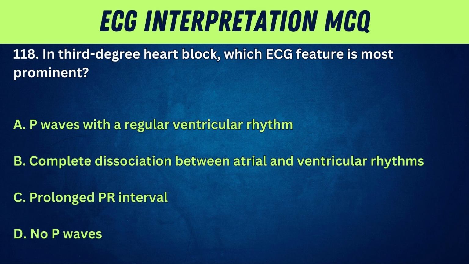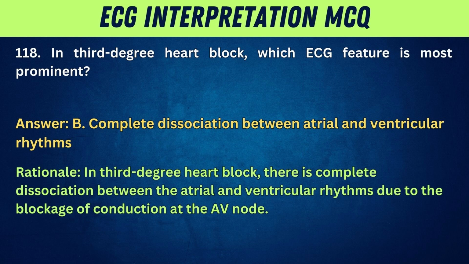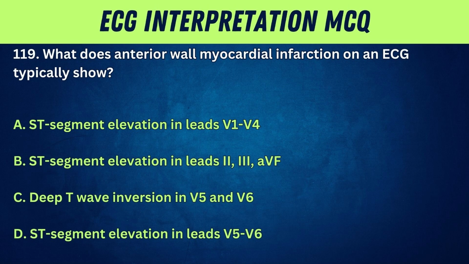118. In third-degree heart block, which ECG feature is most prominent? A. P waves with irregular ventricular rhythm. B. Complete dissociation between atrial and ventricular rhythms. C. Prolonged PR interval. D. No P waves. Answer: B. Complete dissociation between atrial and ventricular rhythms, rationale. In third-degree heart block, there is complete dissociation between the atrial and ventricular rhythms due to the blockage of conduction at the AV node.